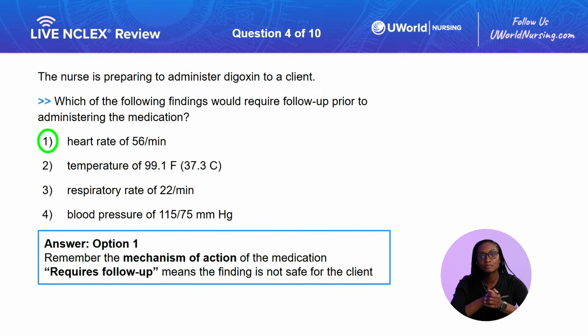And then option 4, blood pressure reading of 115/75. This is a normal blood pressure, and digoxin actually doesn't have a factor into your blood pressure.